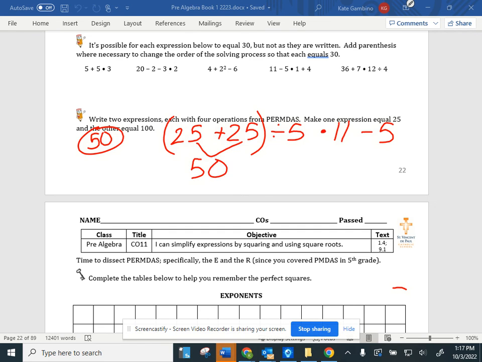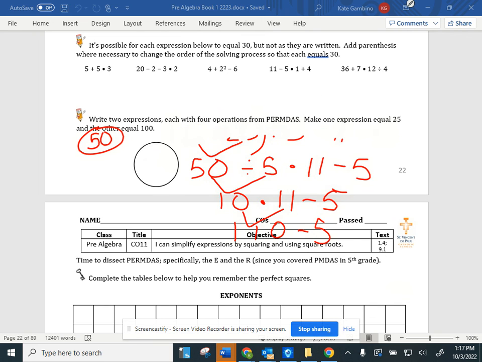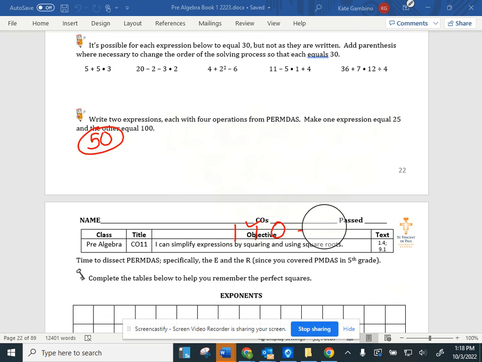25 plus 25 is 50, then divided by 5 times 11 minus 5, so 50. 50 divided by 5 is 10 times 11. Oh, wait. Yep. It's not as easy as we think. Okay, this is going to take some thought as we're working it out. Anybody else have a quick thought on how we could get to 50?